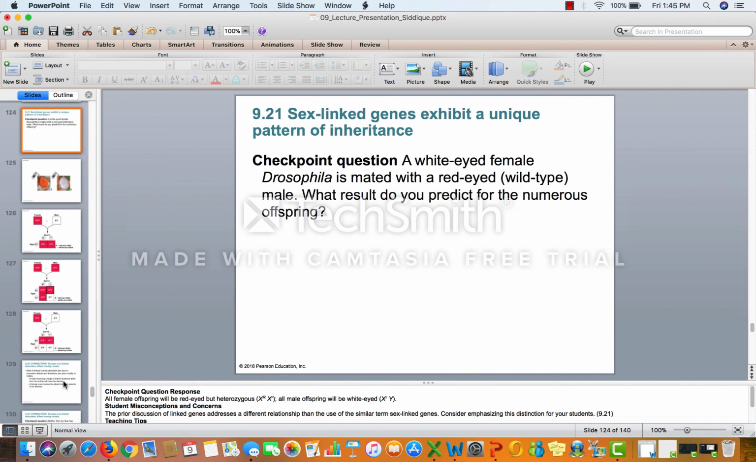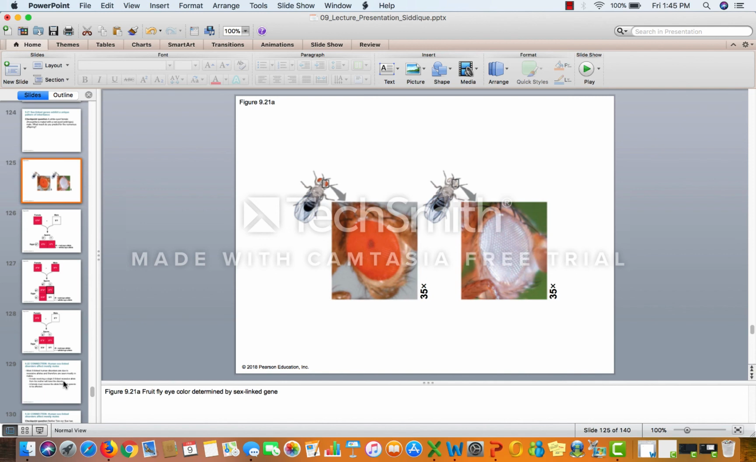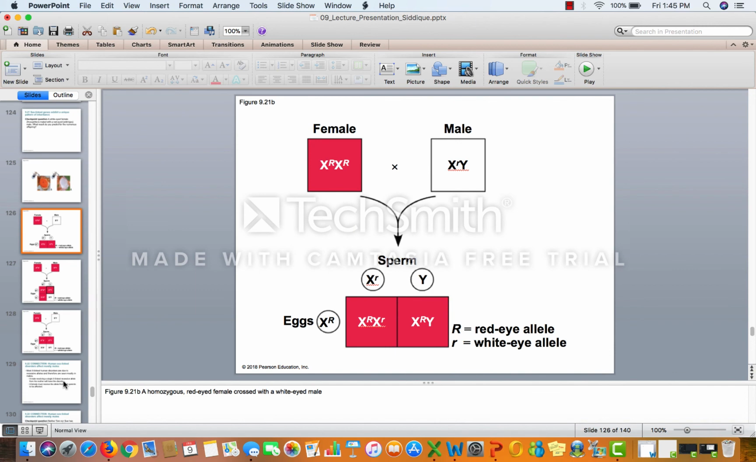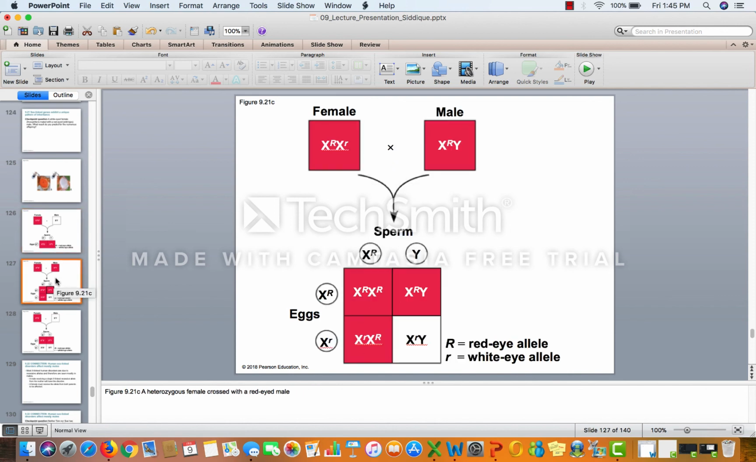We've got a white-eyed female Drosophila. She's mated with a red-eyed wild-type male. What result do you predict for the offspring? Okay, so we've got fruit fly eye color determined by sex linkage, right? White-eyed, red-eyed. The female deposits the red, the male is recessive. So here we have a red-eyed allele and a white-eyed allele. The sperm is going to carry either the X with R, or the Y. The sperm determines whether you get a red or white-eyed baby Drosophila.